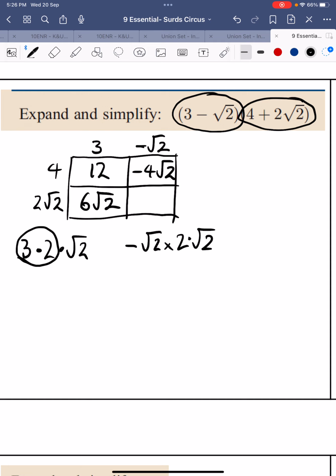Now, of course, we can take the 2 to the start, put the negative here, and put the root 2's like this, because we can multiply in any order. We'll get the same answer. And can you see that this becomes a 2? And we've got negative 2 times 2, which is negative 4. So I think the grid system helps organise and keep things together.